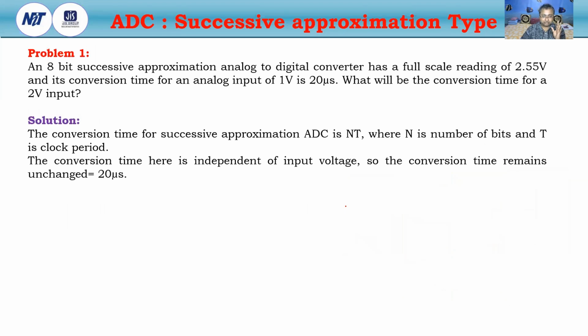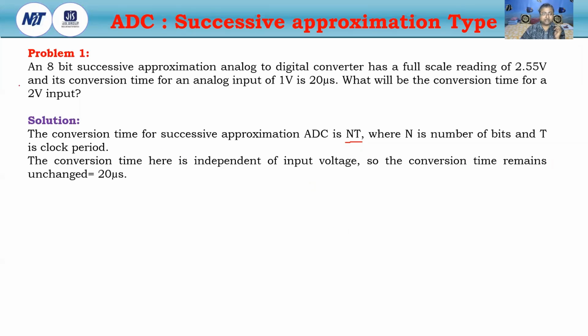Now I come to two types of problems which are in the GATE exam, on the conversion time. For successive approximation, the formula of the conversion time is simply n into t, where n is the number of bits used in this type of ADC, and t is the clock period. So the conversion time is very simple, that is nt.